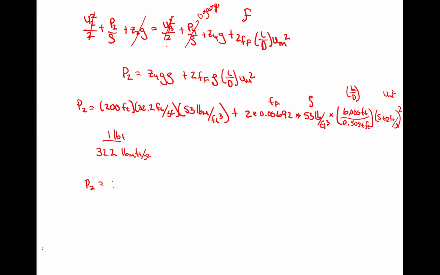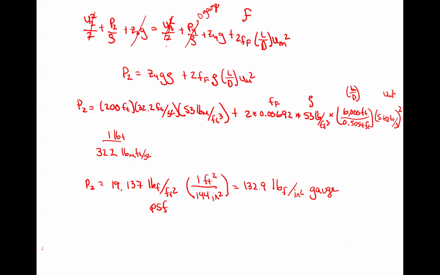And so that P2 gives me 19,137 pound force per square feet, which is also written as PSF. If I want it in PSI, pounds per square inch, I say that a feet square is 144 inches squared, right? And that gives me 132.9 PSI gauge. It is somewhat important to include gauge there so that you know that it's pressure above atmospheric. And that's because we assume that P4 is 0. So 132 is a pretty high pressure that this pump needs to deliver and that pipe needs to withstand. So you need a very strong pipe in order to get that flow going.